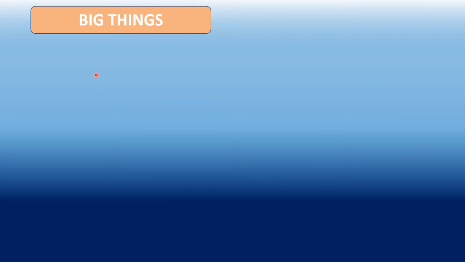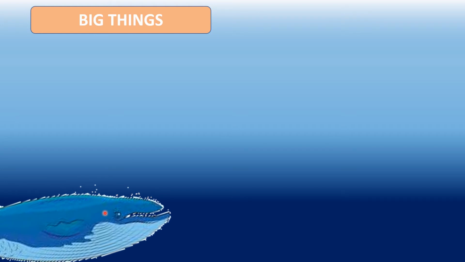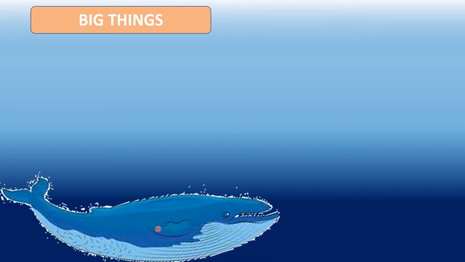Now this is for the pre-math concept. Pre-math concept of big and small things. Kids will see the difference between big and small things. Let us see what big things we have here. We have one big, oh my God, this is such a big fish. See, it's a whale and it's a very, very big fish.